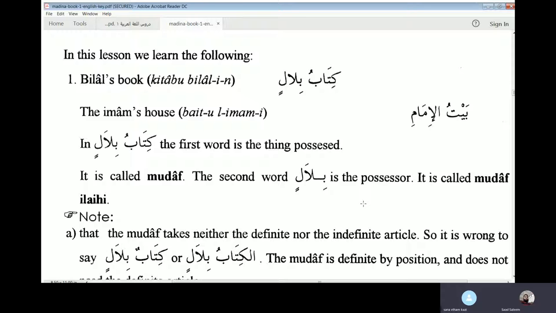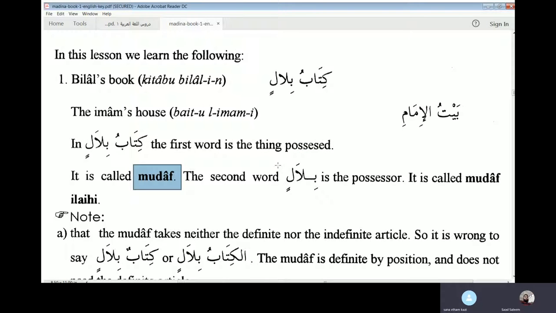So in Kitab Bilalin, the first word is the thing possessed. It is called mudaf. The second word, Bilalin, is the possessor. It is called mudaf ilayhi. Good. So, Ms. Sana, tell me, what is possessed called in Arabic? Mudaf. Good. And what is the possessor? Possessor is Mudaf Ilayhi.